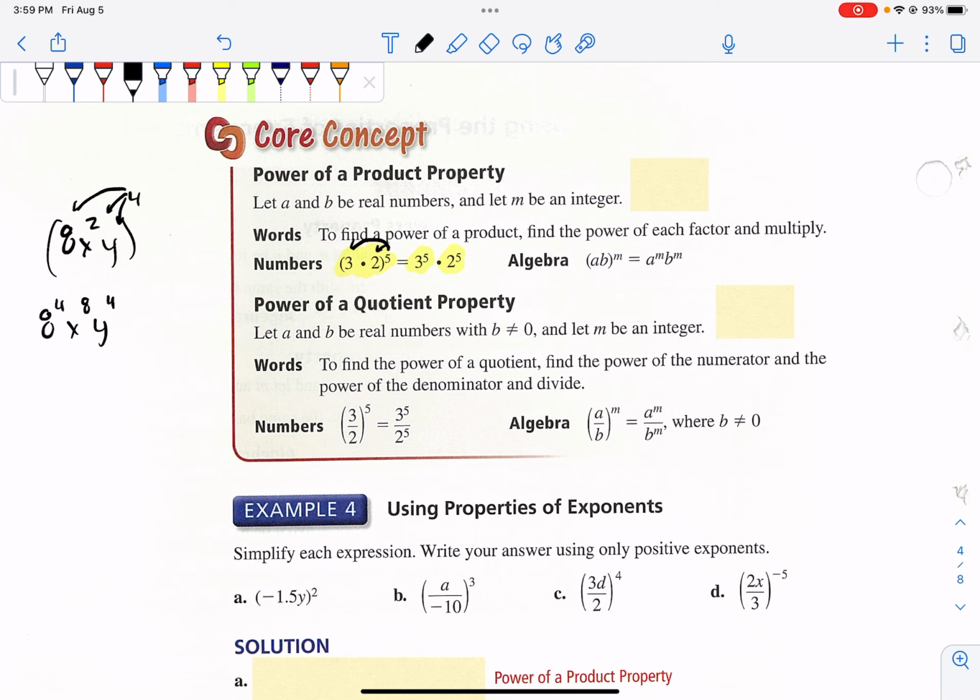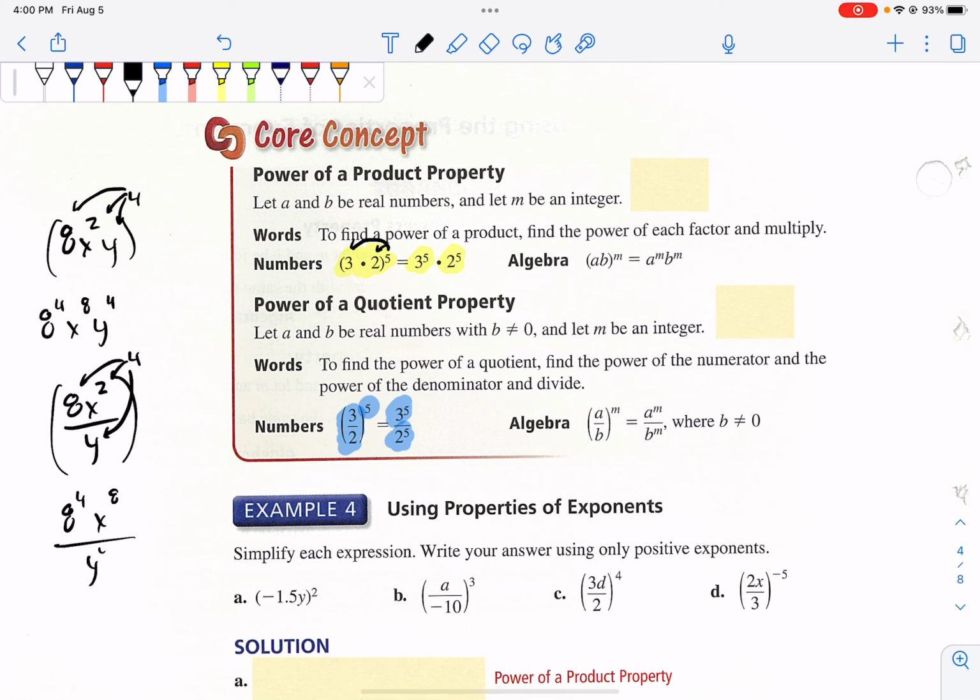All right, if I am doing the same thing, but the numbers on the inside are being divided, if I have 3 divided by 2 with an exponent of 5 on the outside, same thing. Everything on top gets the exponent 5. Everything on the bottom gets the exponent 5. So if I had 8x squared over y, and that whole thing was getting raised to the 4th power, the 4 would go to the 8, the x squared, and the y on the bottom. So I would get 8 to the 4th, x to the 8th divided by y to the 4th power. It transfers to everything, okay?